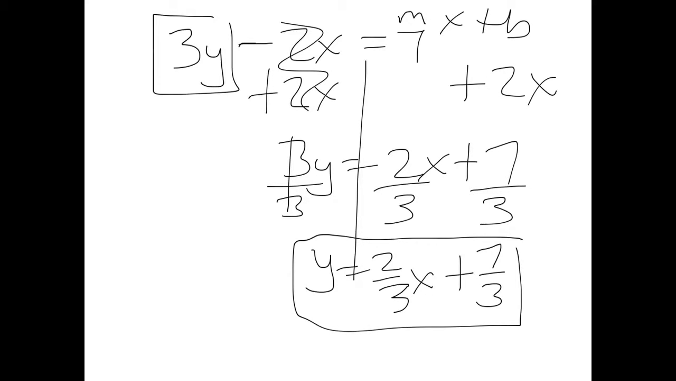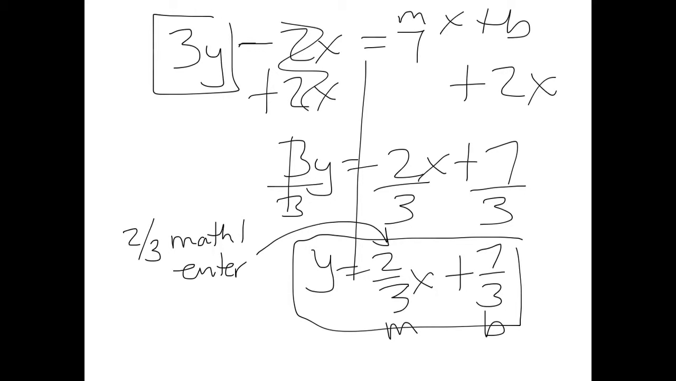7 won't divide by 3, so that stays 7/3. And when I say it won't divide, I'm saying it won't divide evenly. So when I type in my calculator, I do 2 divided by 3, math, 1, enter. And that way it just leaves it as a fraction for me like that. Here's my slope, here's my y-intercept.